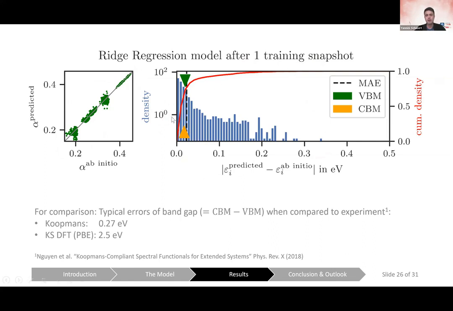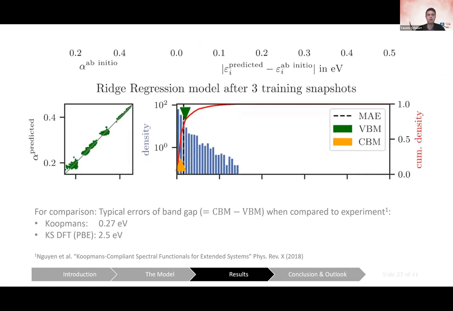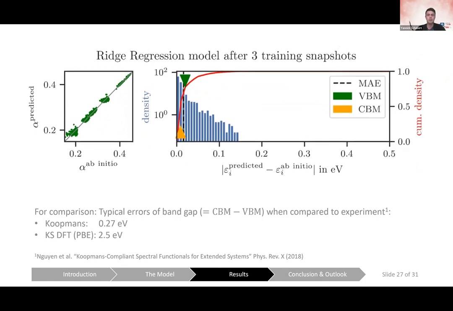But still, I would say in this case, one training snapshot is not enough to have reliable predictions for the orbital energies, as you have many orbitals which have an error larger than 0.1 electron volt, and even some orbitals which have an error larger than 0.2 electron volts. So here I would recommend to use more training data. But already after 3 or maybe 4 training snapshots, the predictions might be accurate enough for most applications.